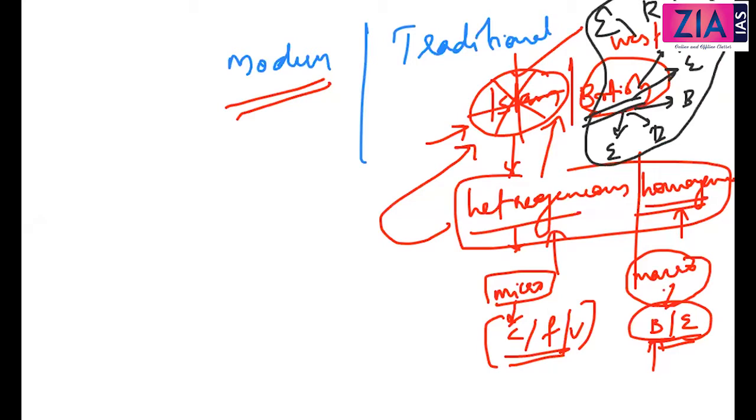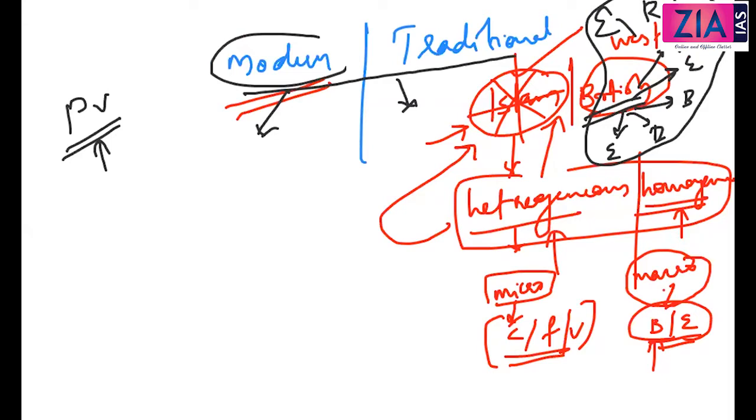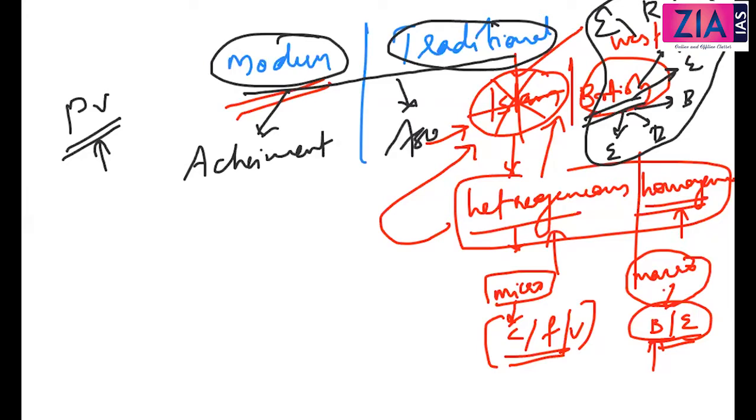Similarly, for this modern versus tradition, you might remember that we discussed something called pattern variables in Parsons. You can also connect with Parsons' pattern variables. Those pattern variables are actually connected with modernity versus traditionalism, right? Ascription versus achievement. So modern society is based on achievement, while traditional is based on ascription. Or you can say this is collective orientation, this is individualistic or self orientation. Here you will see universalism, universal values. Here you will see particular values.